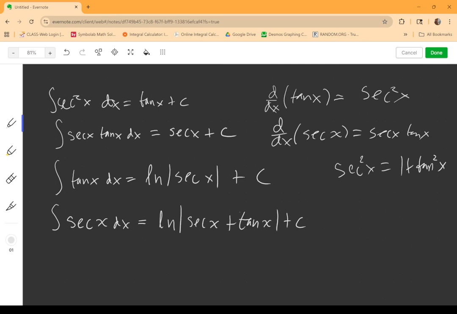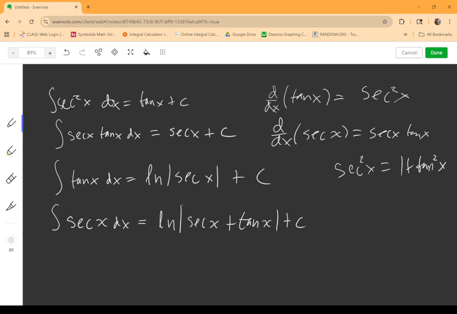And then the integral of secant x tangent x being secant of x, also coming from the derivative of secant x being secant x tangent x. The integral of tangent x being the natural log of secant of x. This was in one of last week's in class word problem sets. We did that. It comes from a basic substitution.